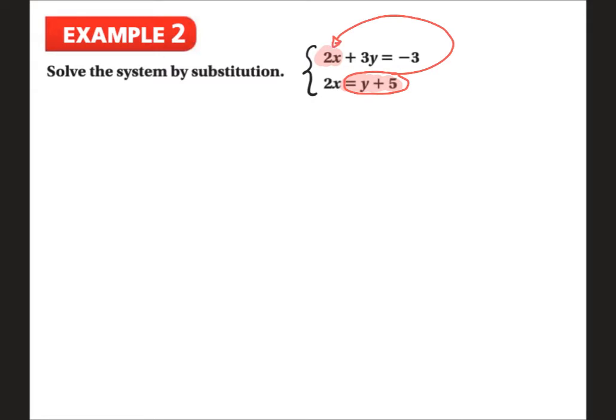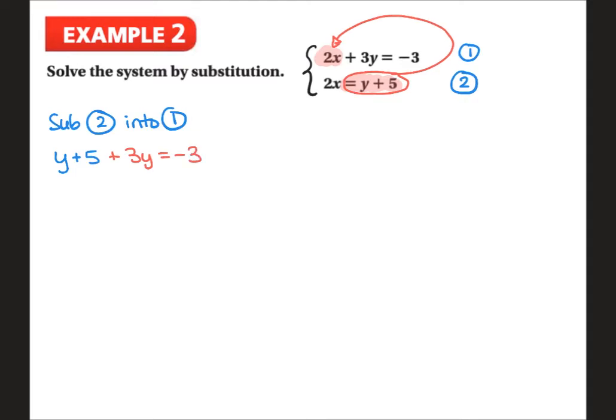So again, I'm going to name my equations as equation 1 and equation 2. And what I'm doing is I'm subbing equation 2 into 1. So when I do that, instead of 2x, I'm going to have my y plus 5, and then I have my plus 3y is equal to -3. So do we see that this y plus 5 is going into here?